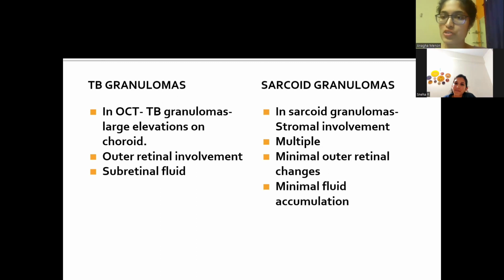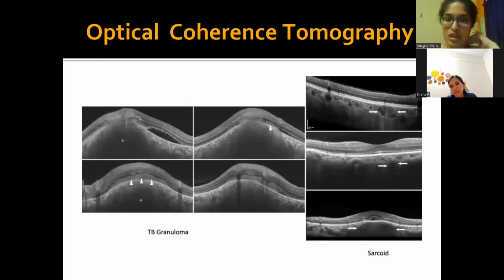One more important differential diagnosis that you guys should keep in your mind is the difference between tubercular granulomas and sarcoid granulomas. Tubercular granulomas can be seen as large elevations on the choroid, and there will be a lot of fluid accumulation also. But in sarcoid granulomas, they are multiple. So I'll just show you this picture. See the first picture, we can see a lot of subretinal fluid accumulation.